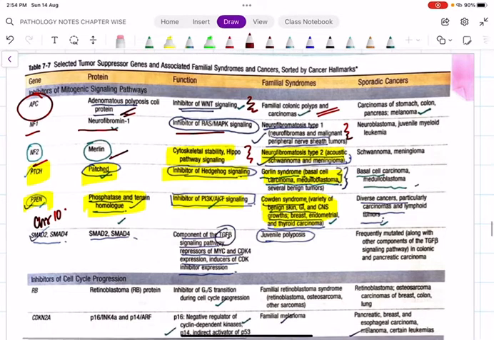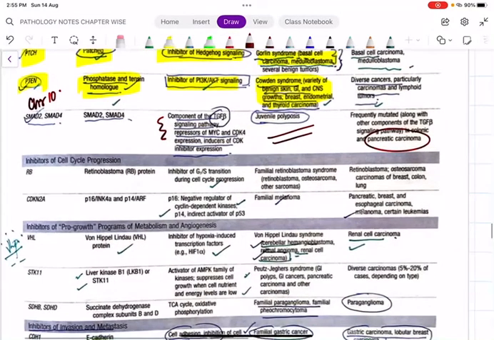Then SMAD2, SMAD4, which are inhibitors of transforming growth factor signaling. This most commonly causes juvenile polyposis, and remember SMAD2, SMAD4 has a higher risk of pancreatic adenocarcinoma. Then let us see the inhibitors of cell cycle progression.